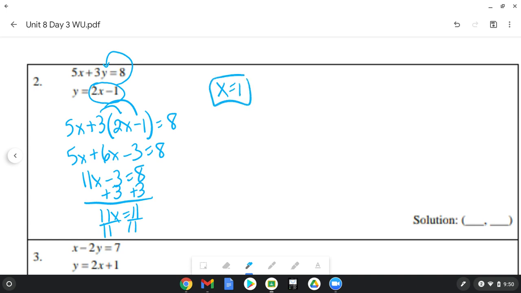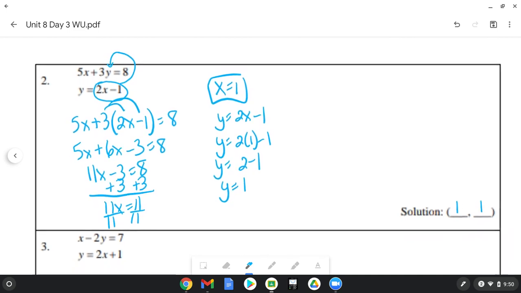So that's half my battle. So I have a 1 down here in the corner. And now we just have to figure out what my y is. So we always plug this into what I circled at the beginning. Now I circled 2x minus 1. So I'm going to plug in the x in that spot, and I believe I get a 1. So now 1, 1 would be my answer for that one.